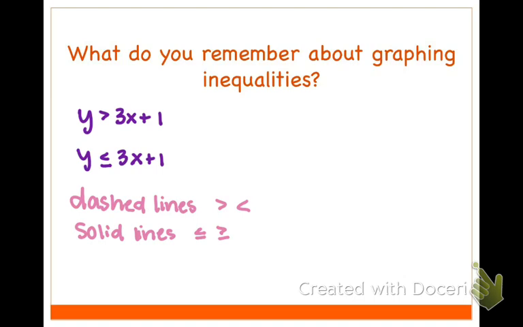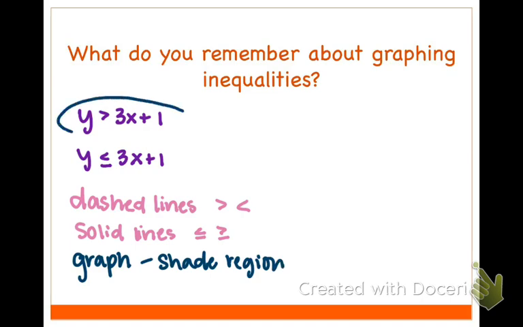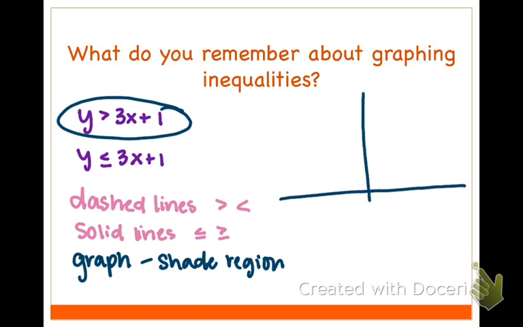Second big difference is it's no longer that our graph is just a line, but it's going to be an entire region. So our graph, we're going to shade one side of our equation. So we're going to shade a region. So if I'm going to graph this one here, this y is greater than 3x plus 1, I'm going to graph it with a boundary line as if it was the equation y equals 3x plus 1. This is my boundary line.